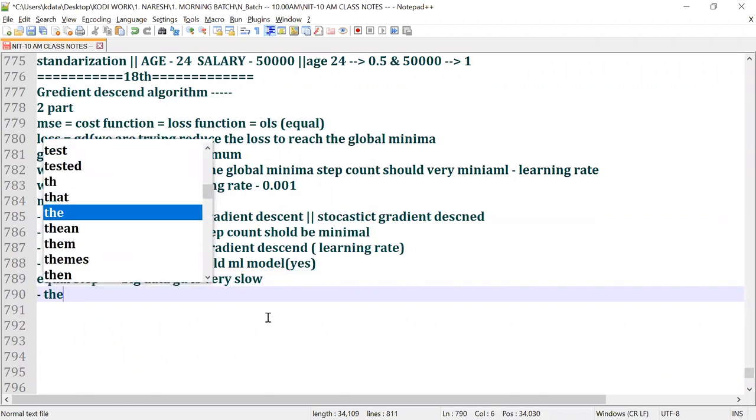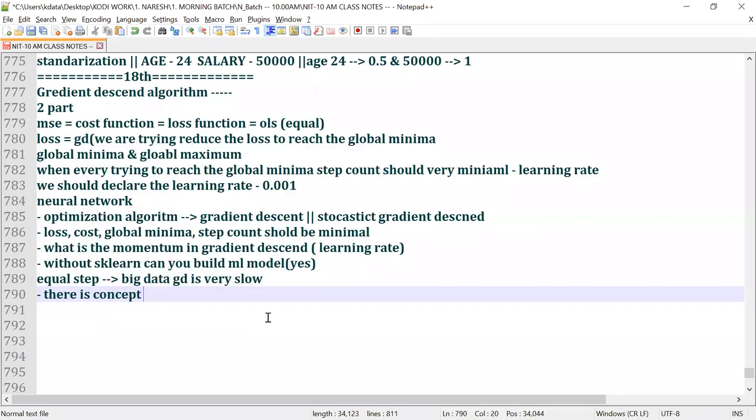So there is a concept called stochastic gradient descent. Let's understand what exactly is meant by stochastic gradient descent, and how exactly it works.